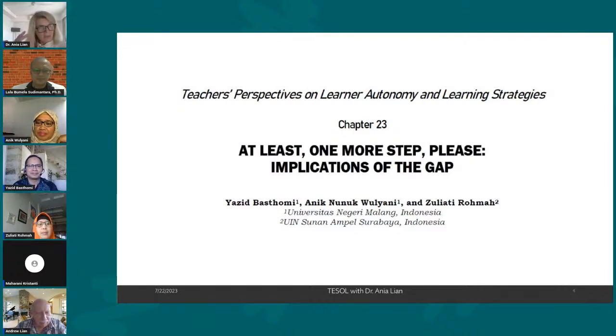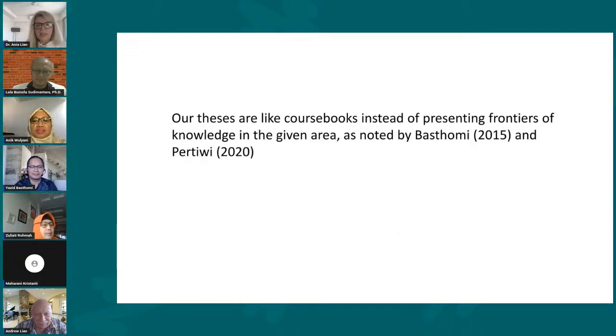Right, so everybody who's done research already knows more or less the gap. We go, oh my goodness, one more step. Yeah, there's something to be done before we actually talk about what other teachers think.